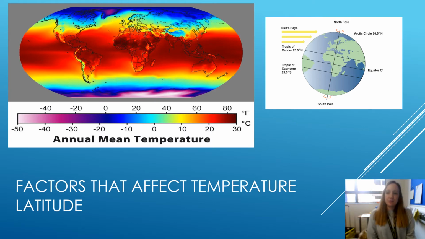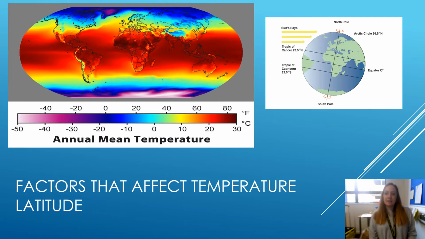So the map on the screen shows the annual mean temperature across the world. Obviously the dark red burgundy areas are the hottest areas, and then the white pinky areas are the coldest. As you can see, the Arctic is not quite as cold as the Antarctic. The Antarctic is far, far colder, and we'll come back to that in a minute.